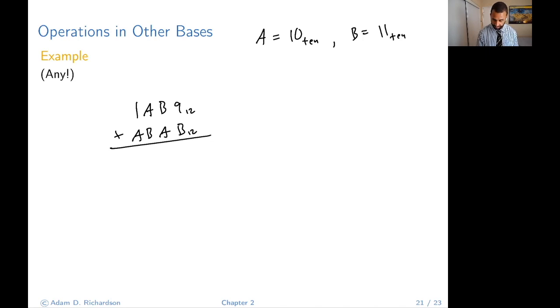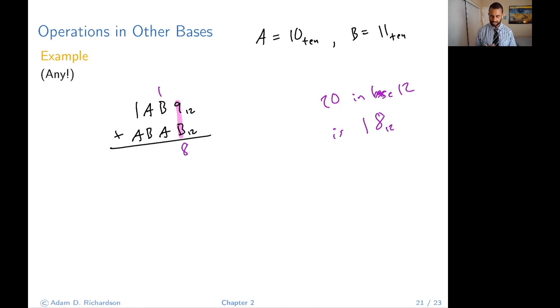What are we doing first here? First thing we're going to do is add 9 and B. But what's B? B is 11. So we're doing 9 plus 11, which is 20. What is 20 written in base 12? Base 12 is one group of 12 and then 8 left over. So we're going to have one group of 12 and 8 left over.